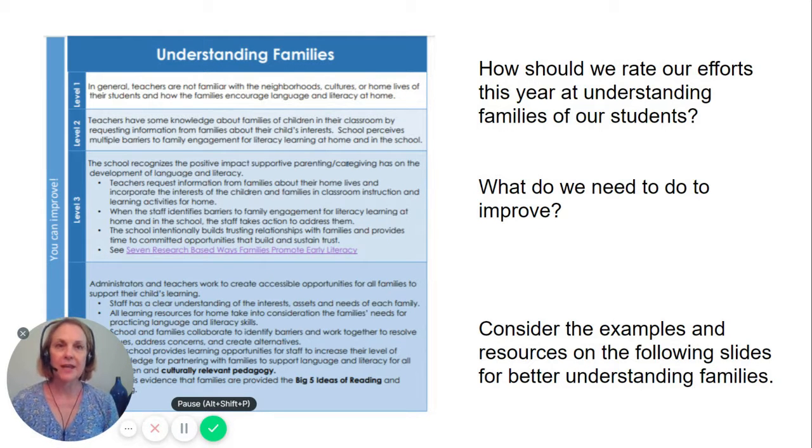The first area of family engagement in the rubric is understanding families. As a team, have each individual read all 4 levels of the rubric. Each team member should identify on their own the level that best describes the current practices of the school. It's a good idea to have members think of examples and experiences that led them to their rating.